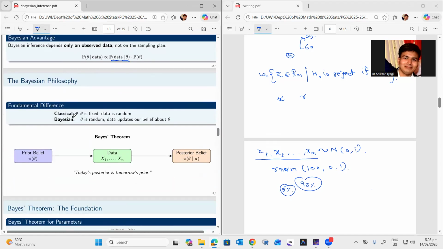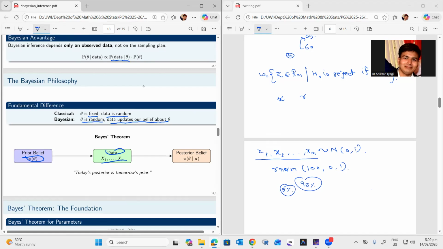So how does the Bayesian philosophy work? The fundamental difference in the statistical way is that theta is fixed in the classical estimation theory and data is random. In Bayesian, theta is random and data updates our belief about theta. Based on Bayes' theorem, you have the prior belief, pi(theta), the information about the parameter theta. With respect to that, you have the collected data x1, x2, ..., xn, and based on that you get the posterior belief, your posterior distribution pi(theta | x).